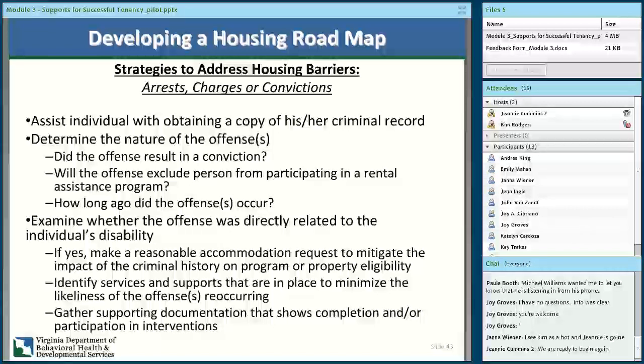For records of criminal activity that occurred in Virginia, use the same resources we discussed when requesting a criminal record for a live-in aide or a roommate. Next, determine the nature of the offense or offenses. Confirm whether the offense resulted in a conviction and is one of the 3 offenses that will typically exclude an individual from participating in a rental assistance program.